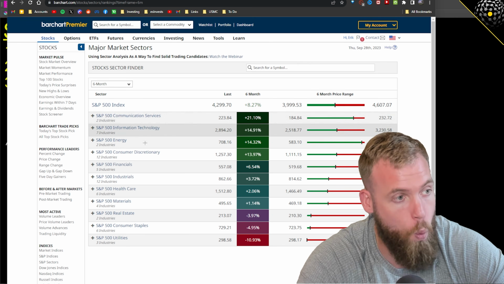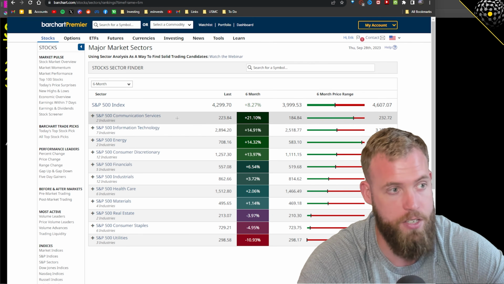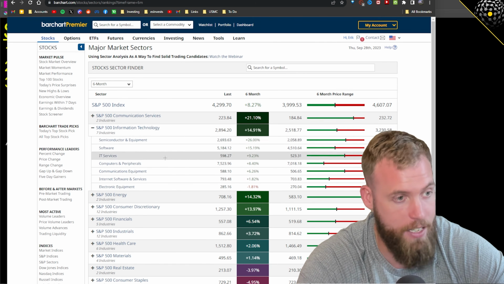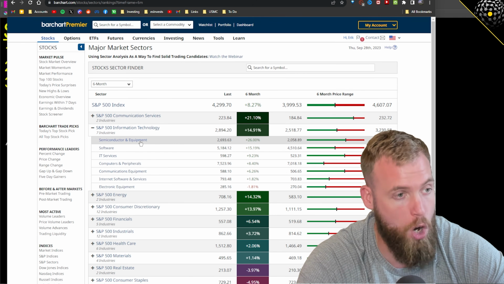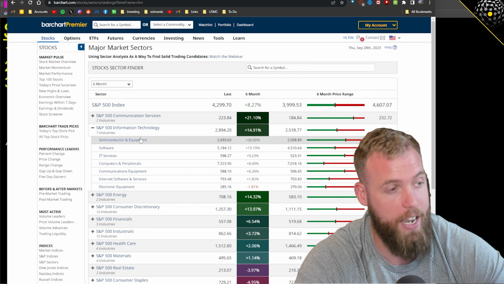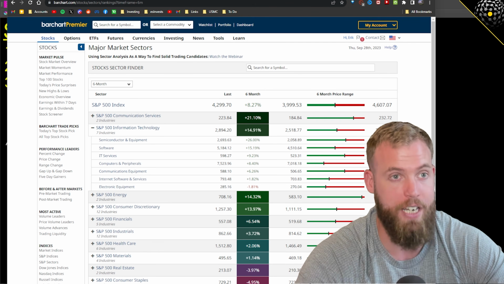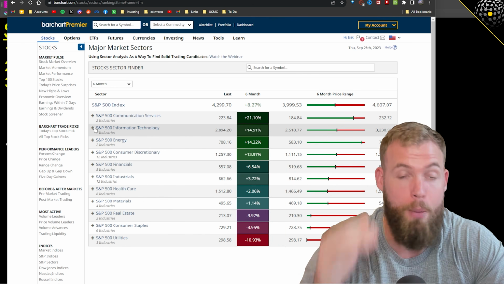So I'm going to be spending way more time up here in these indices. And then what I'm going to do is actually come in and find the strength within the indices. And then I'm going to find the strongest performers within the strongest sector, within the strongest subsector. That's how I'm structuring building a profitable probabilistic outcome.